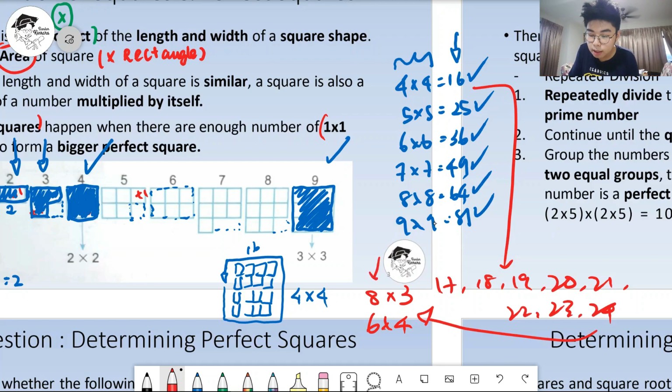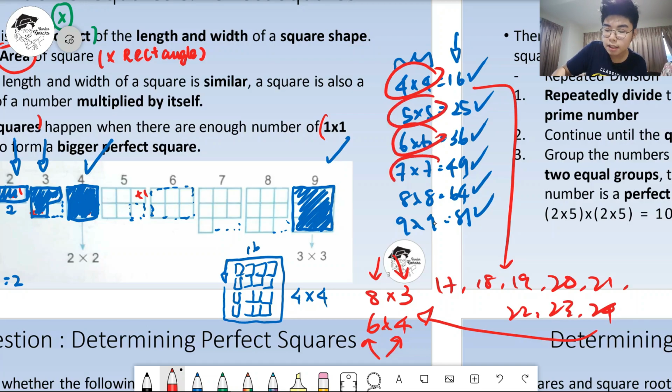Adakah nombor ni sama? Adakah nombor tu sama? Tak sama. 8 dengan 3, 6 dengan 4. Jadi tak sama. Sekarang, what we want is yang ni sama. 4 times 4, 5 times 5, 6 times 6, 7 times 7, 8 times 8, 9 by 9. Same number multiplied by itself will give you your perfect square. Okay? So, exam question, how can they ask you? Determine whether or not 23 is a perfect square.